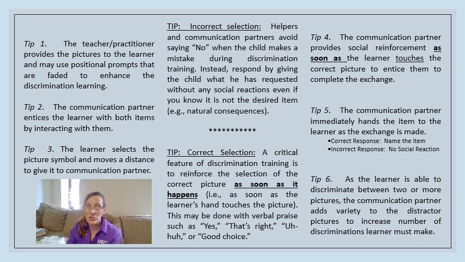And so the tip, if they make a correct selection, is, and this is a critical feature of discrimination training, that we're going to reinforce the selection of the correct picture as soon as it happens. So, for example, as soon as the learner's hand touches the picture, even before they've completed the exchange, you're going to start delivering reinforcer. This may be done with verbal praise, such as, yes, that's right, good job, good choice, stuff like that. Okay, that's it. So that should help you out to know how to do some good discrimination training.